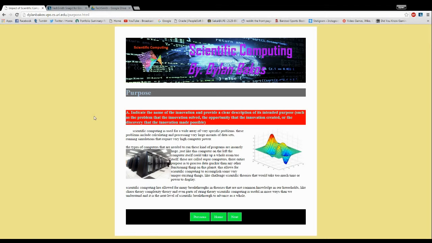Obviously, you guys would know it'd be scientific computing. I said it plenty of times before. And to describe it is pretty simple. Scientific computing is the use of high-powered computers to calculate large data sets that have to deal with very specific problems relating to either scientific backgrounds or ethical backgrounds.